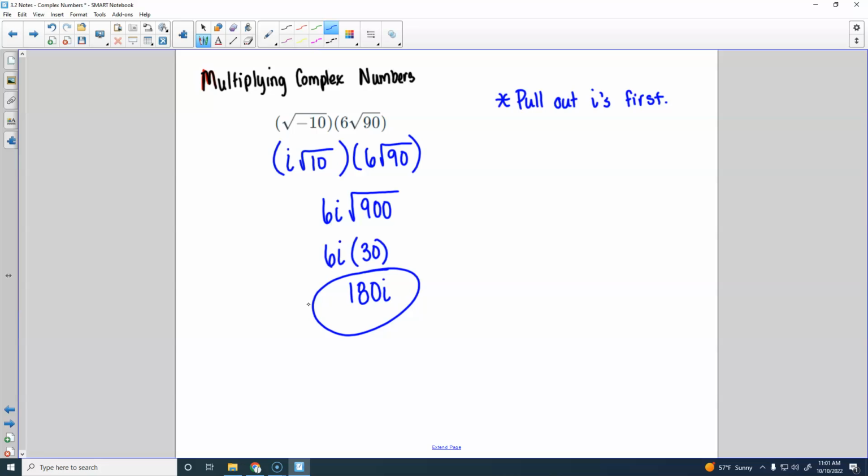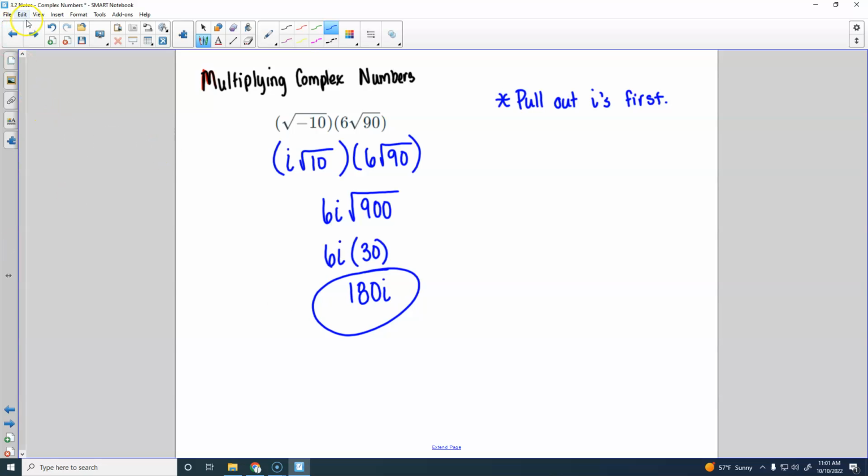Now, you can do these problems in different ways. You could simplify them first before you multiply them together. It's just really up to you, but I do want you to pull the i's out before you multiply things together. I'm going to show you on the next problem why we have to do that.